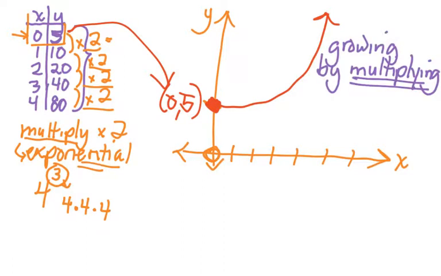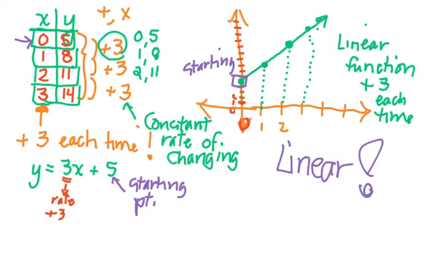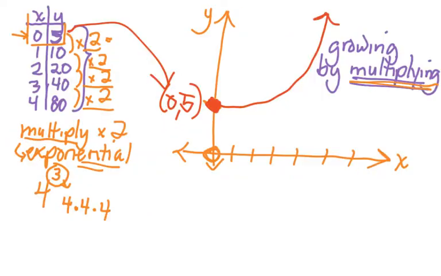Okay, so one of the big takeaways that you need to realize with exponential growth is that we are growing by multiplying each time. This is what's different, and I'm going to go back one slide. In linear growth, we are adding each time. That's the huge difference. We are adding each time with linear, multiplying each time for exponential.